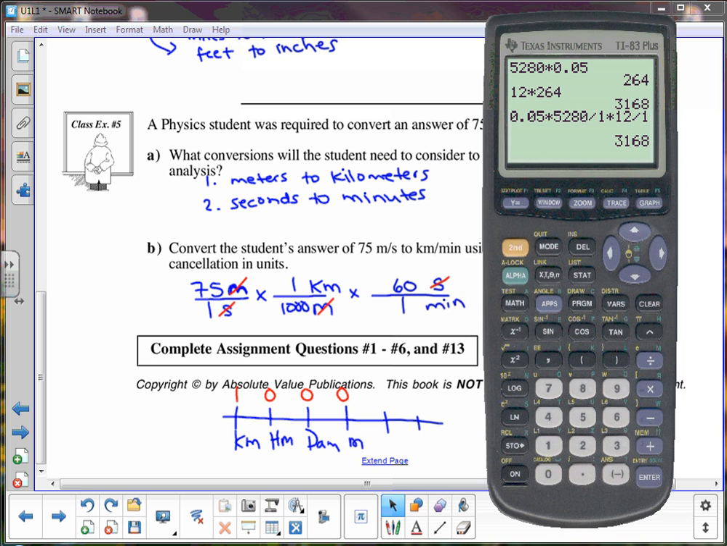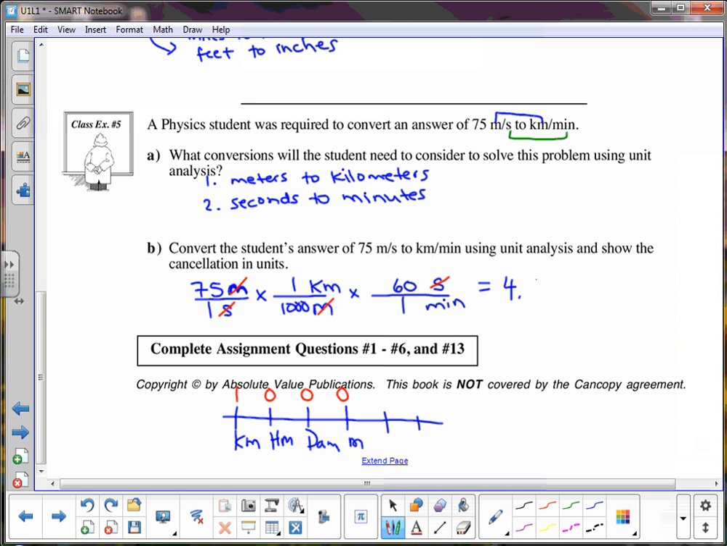So grabbing your calculator, we have 75 times 1, or you can write 75 over 1 if you'd like to be safe, times 1 over 1,000. You have to put that 1 in there if it's on the numerator and there's a bigger or different number on the bottom other than 1, times 60 over 1. I'll just show you another way to type this in. So 4.5. Another way is you could go 75, dividing or times it by 1 over 1,000 is the same thing as dividing by 1,000. So divide by 1,000 and then times 60. That's another way you can write it, 4.5. So 4.5, make sure you have your units. We have now kilometers per minute.